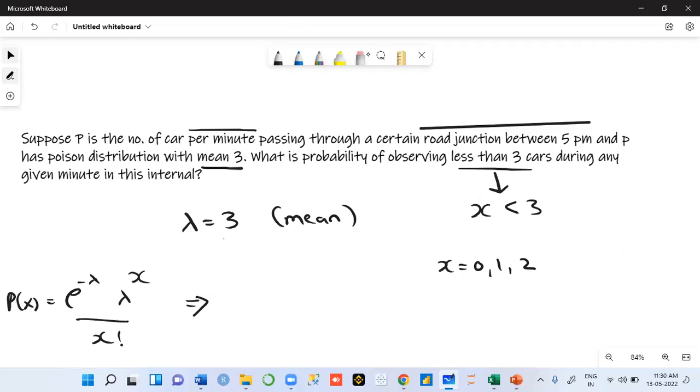Sir, until 3 we need to calculate or infinite numbers? Is it less than 3 now? Yeah. Less than 3 means 3 will be there. Okay.